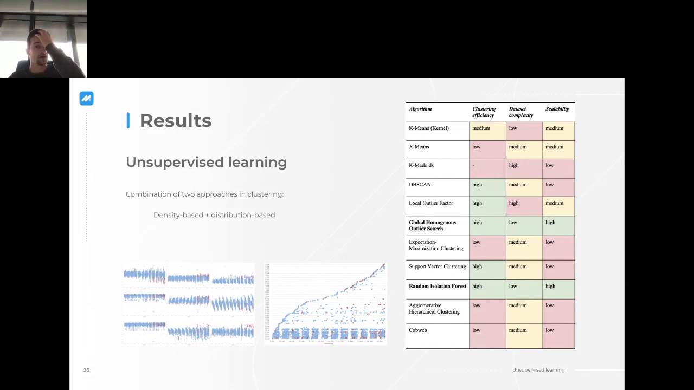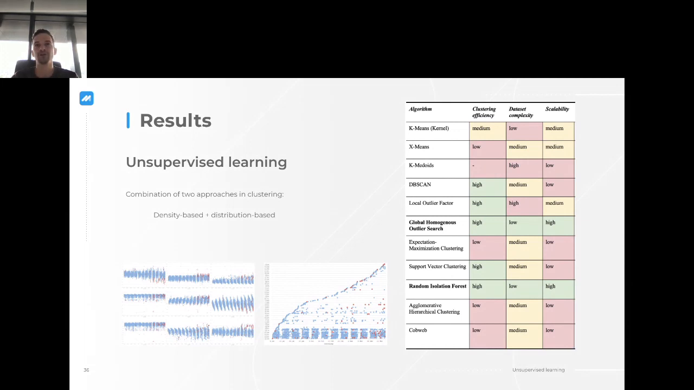So when analyzing this, we realized that global homogeneous outlier search and random isolation forest are the ones that are more effective. And we decided to combine those approaches because they use different similarity measures. And by combining the unsupervised clustering results of two algorithms, we increase the overall performance of unsupervised learning while maintaining the high scalability and low sensitivity to dataset complexity.